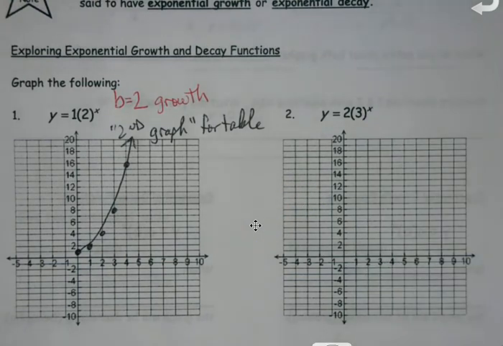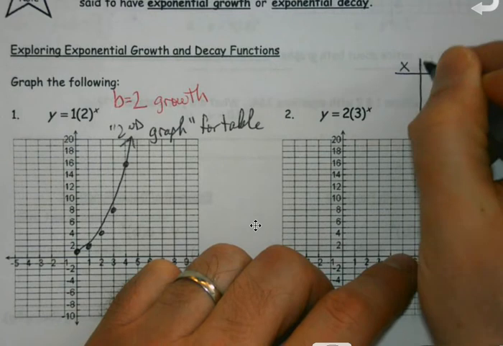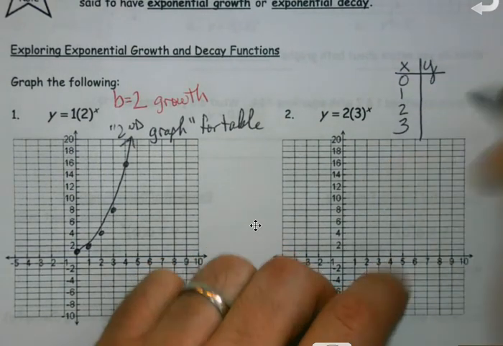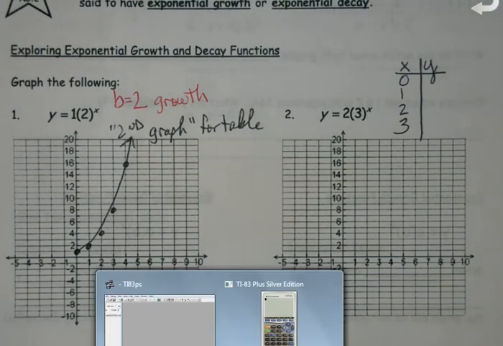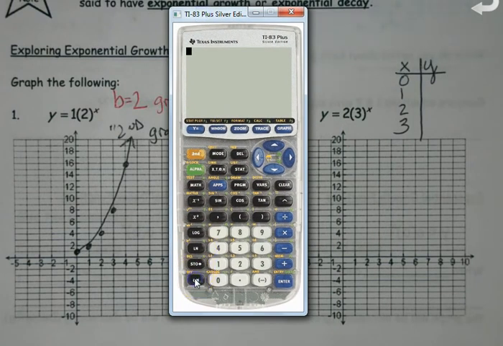What if I don't have a fancy calculator? What if I'm riding in the car, I'm somewhere, I don't have access to one of these? What am I going to do? Here's what I'm going to have you do. We're going to make a quick chart, and we're just going to put in some values. Let's even just say to 3, okay? And I'm going to let a regular calculator help me out with this, because there's usually somewhere we've got access to a regular calculator.